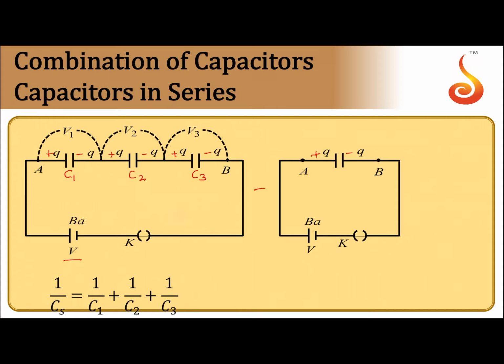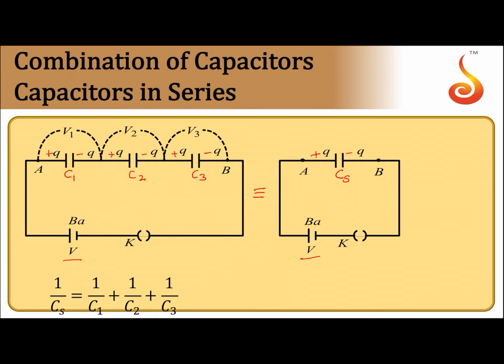Now if we replace the entire combination by a single capacitance, we call such a capacitance the equivalent capacitance. Equivalent means it produces the same effect as the combination when connected across the battery. Let us call this capacitance CS. When it is connected across the same battery of potential V, it produces the same charge as the combination, that is Q. That's the meaning of equivalent capacitance. Now our intention is to calculate the equivalent capacitance of this number of capacitors connected in series.